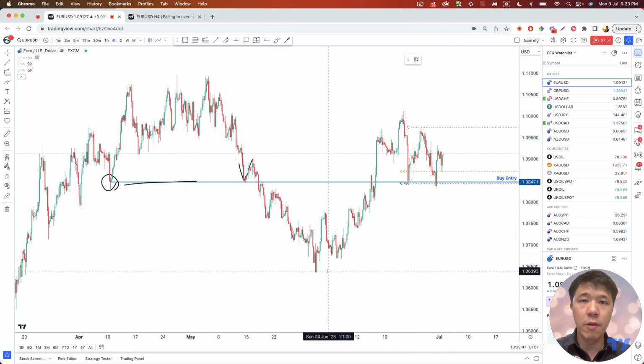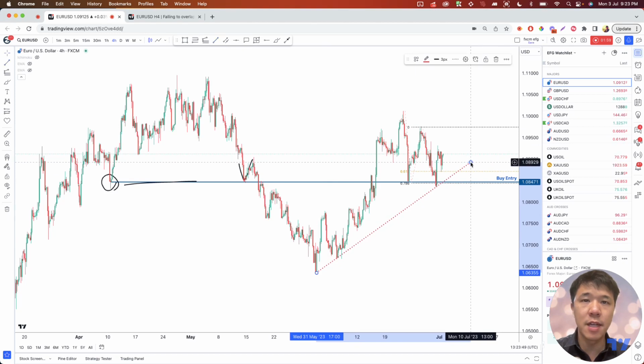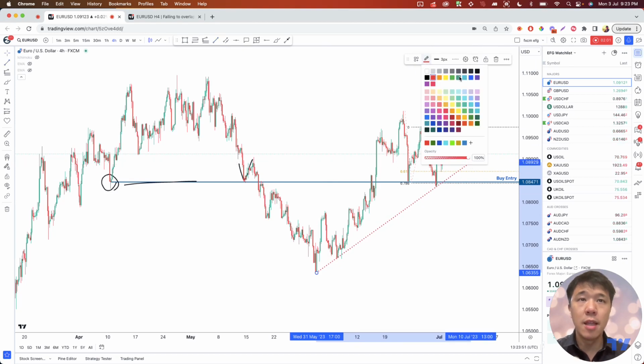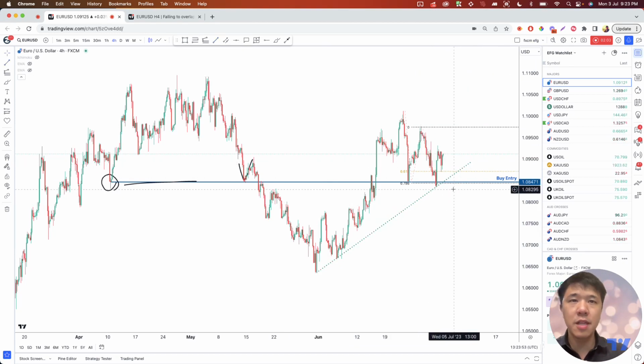And of course, there was a nice little bit of ascending support that was lending itself to price too. So we're thinking that we might see a little bit of a bounce from there.